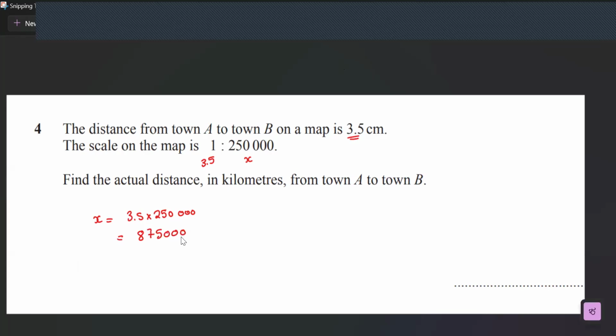But this number which I got is what? Centimeter. How to convert it into kilometer? Divide by 100,000. Yes, from centimeter to meter, divide by how many zeros? 2 zeros. Then from meter to kilometer, 3 zeros. So I will divide by these 5 zeros. It will be 8.75 kilometers. Any problem?